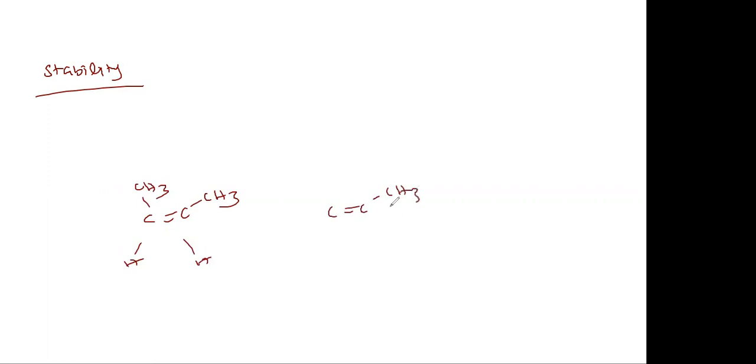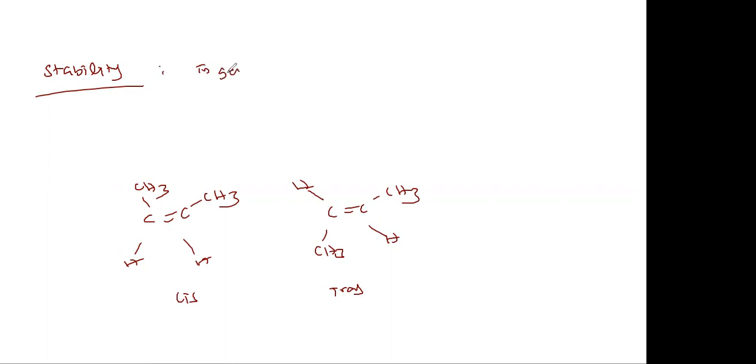Chalo, next, stability. I think last one. Which one is more stable? Tell me. For example, CH3, then CH3, H, H. Cis 2-butene. This is trans 2-butene, right? This is cis and this is trans. Which is more stable? Yes, always trans is more stable.